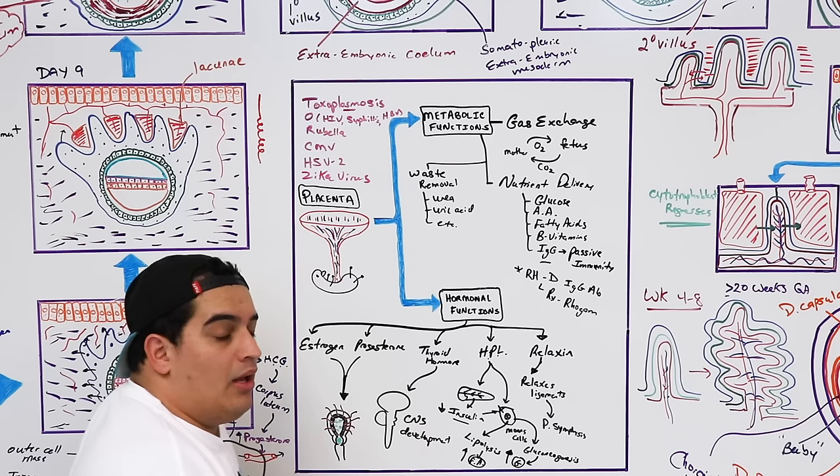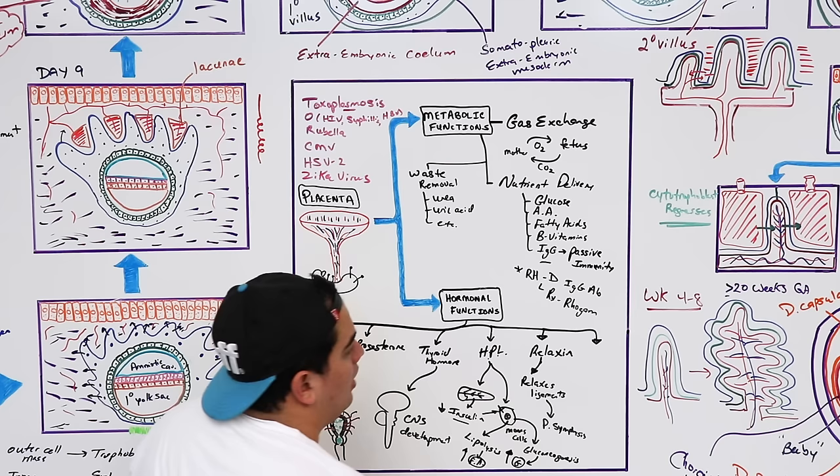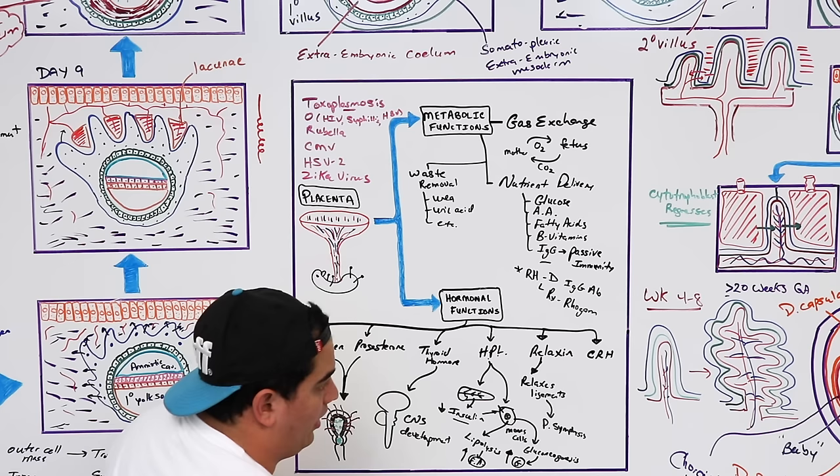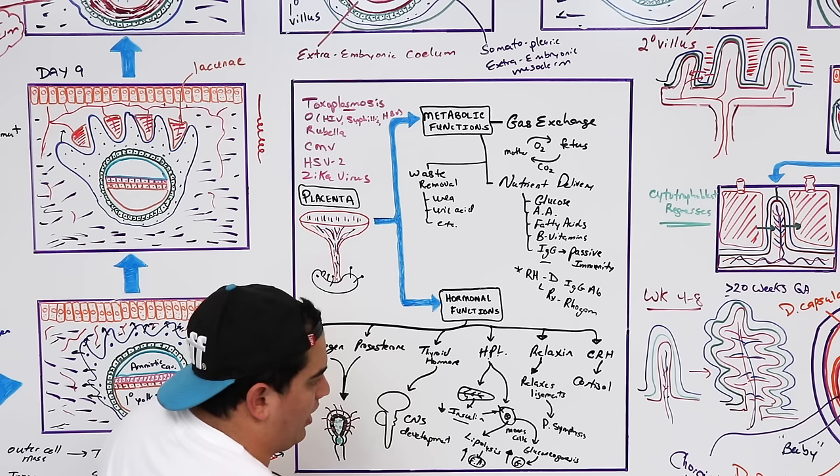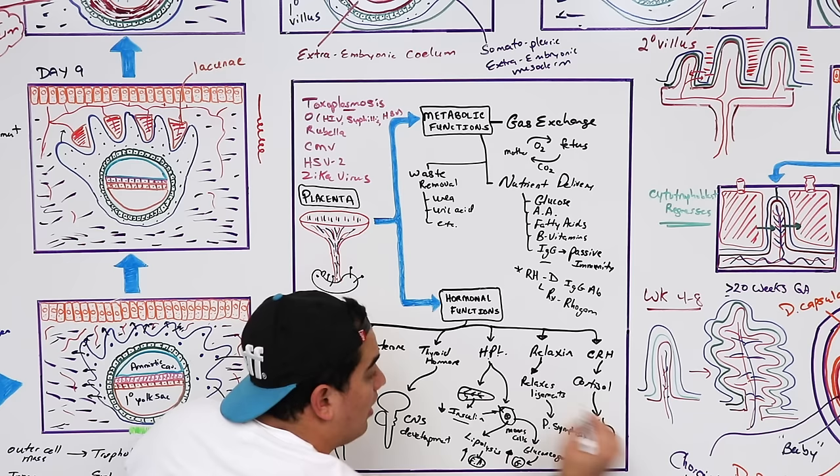What else? It also can make corticotropin releasing hormone, in addition to the mother's pituitary gland making it. This is important because it plays a role in the production of cortisol eventually. CRH stimulates ACTH, which stimulates cortisol production. Cortisol is important because it plays a role in lung development and surfactant production. So why is that important?